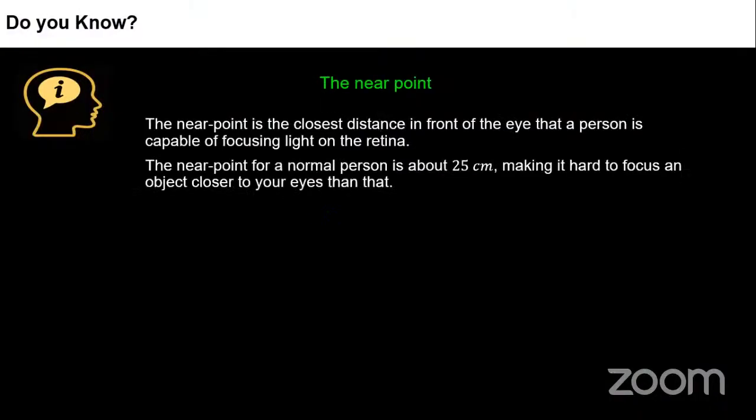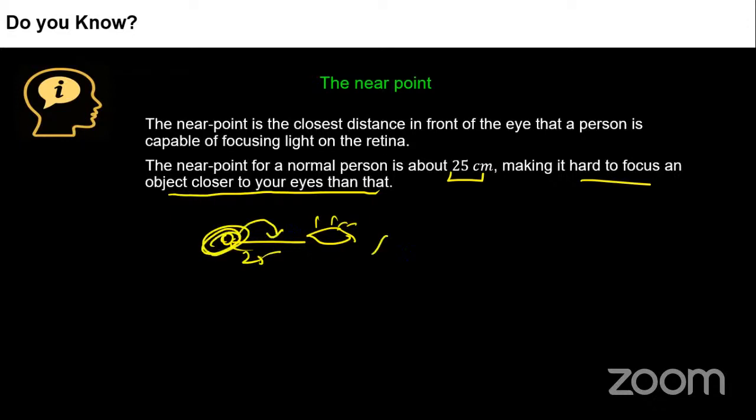Remember this point also, that the near point of a normal person is about 25 centimeters. That's why it is hard to focus on an object closer to your eyes than that. Suppose these are our eyes, and you keep an object at this point, this will be difficult. If you keep it even closer, you will not be able to focus on it carefully. You will see a blurred image. I hope it's clear.